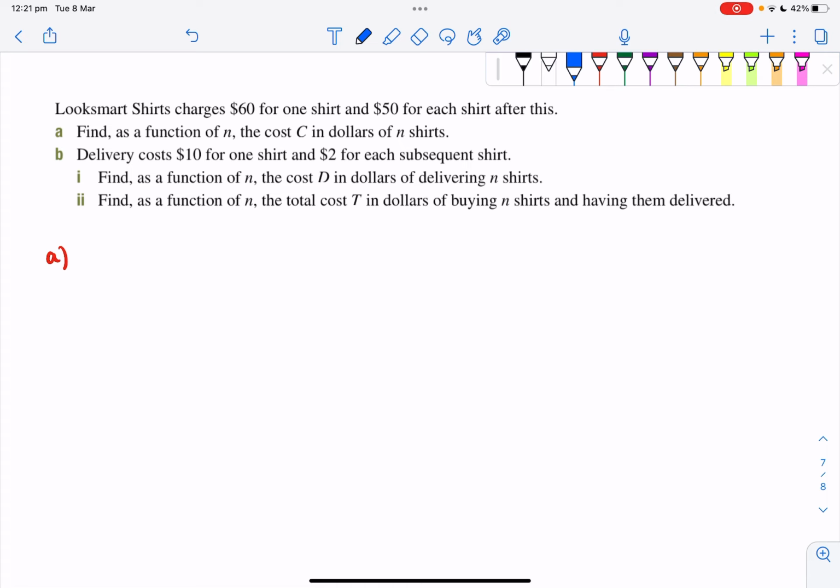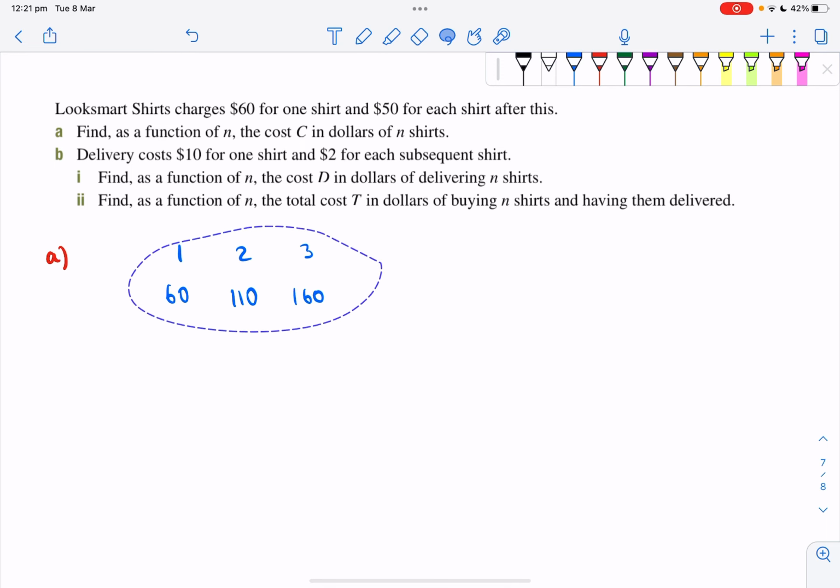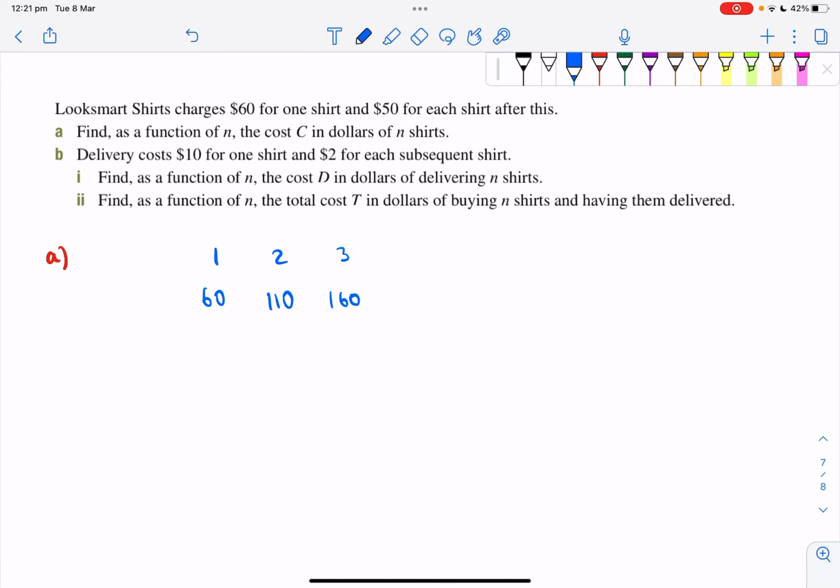So if we buy the first shirt, that's 60. If we buy the second shirt, that's 110. If we buy a third shirt, that's 160. So these 3 points should be enough to give us an idea of how things are moving. So if you notice, this is pretty much a table of values. Cost n, and I'm just going to transform this into that table of values that I was talking about.